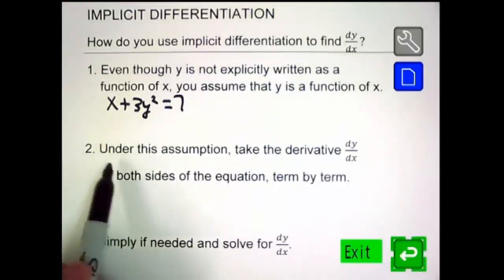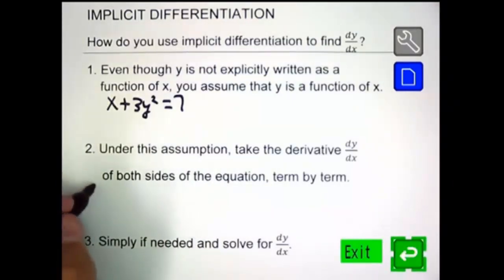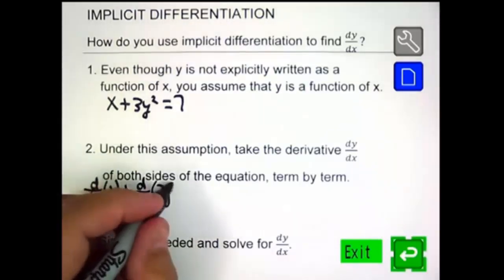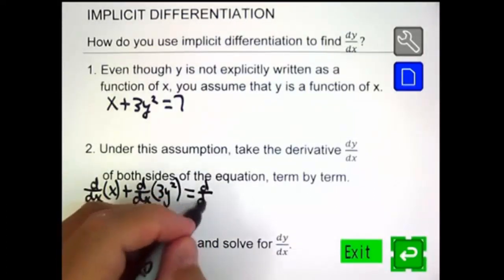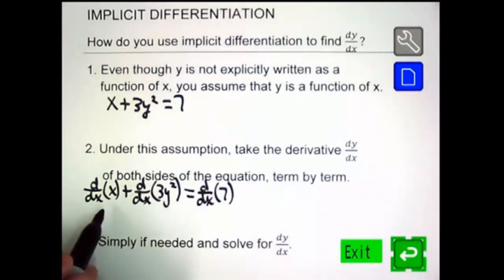Once you make that assumption, and under that assumption, you take the derivative dy over dx of both sides of the equation term by term. So for this particular equation, just to continue the example, if I take the derivative of both sides, I'm going to take the derivative of the first term, the derivative of the second term, and the derivative of the one term on the other side. Now again, I don't want to get too caught up in the details right now, but that's the process.